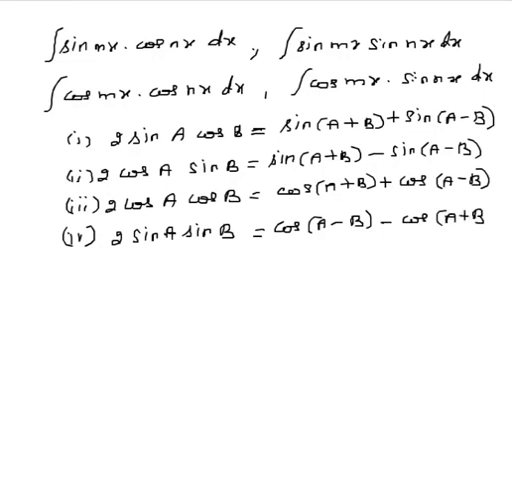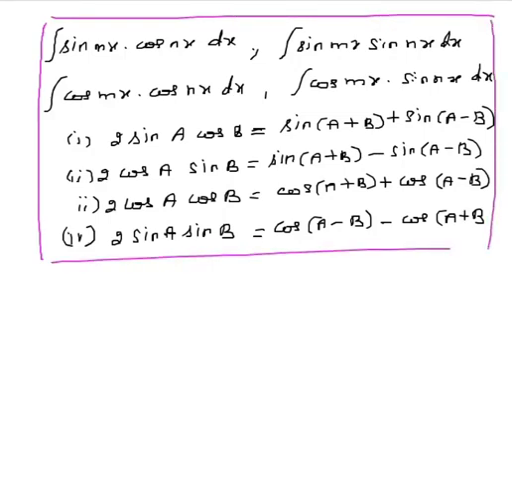So use one of these identities. On the left hand side you have a product of two functions. By using these identities, it becomes either plus or minus, so easily we can integrate each term. Let us do questions using this method. See question number 2. Integral of sine 3x into cos 4x dx.